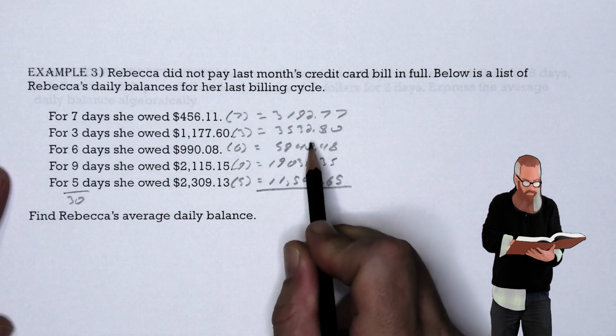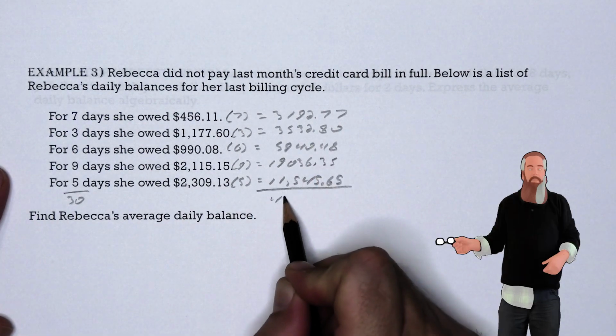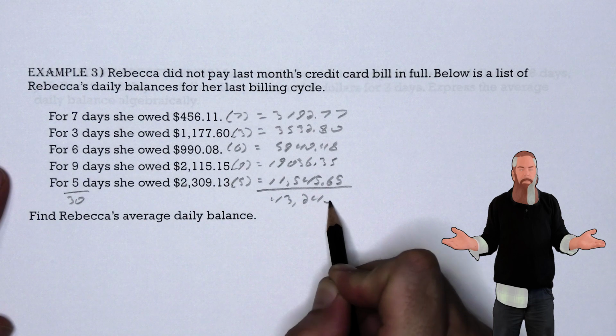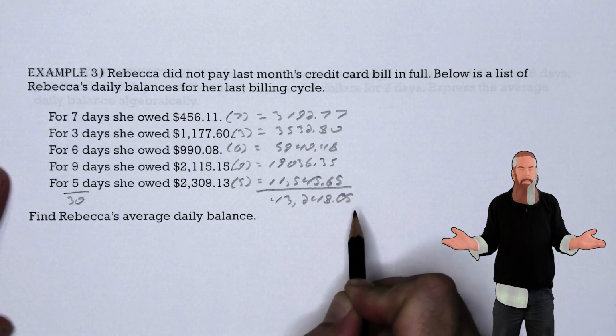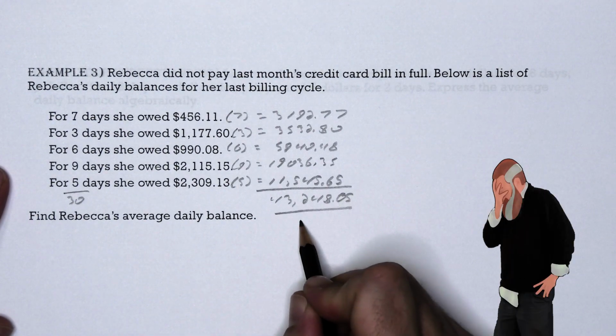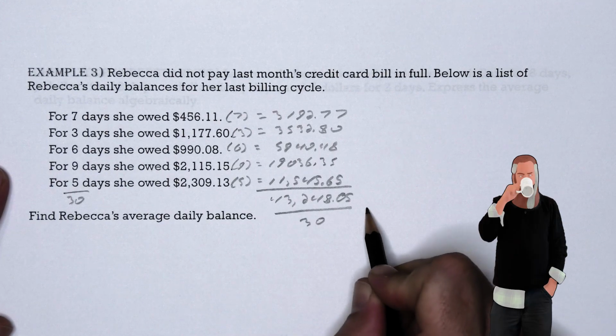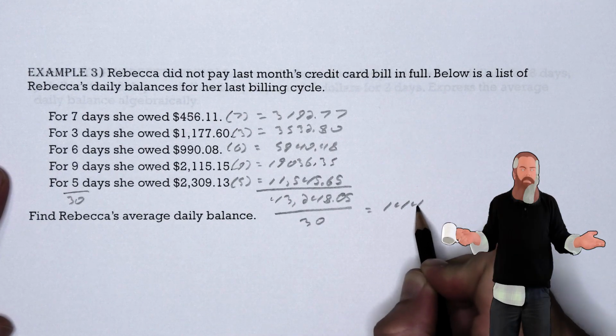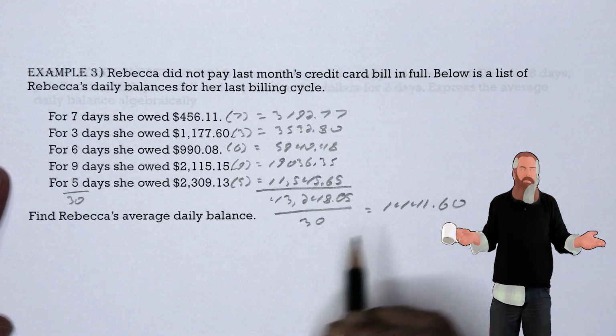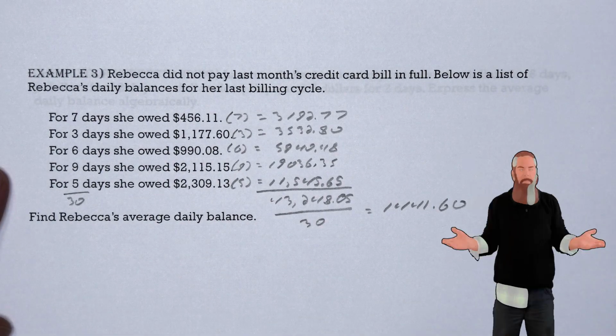Then we add up all of these numbers to get $43,248.05. Now, dividing this by the number of days, which was 30, we get $1,441.60 as the average daily balance.